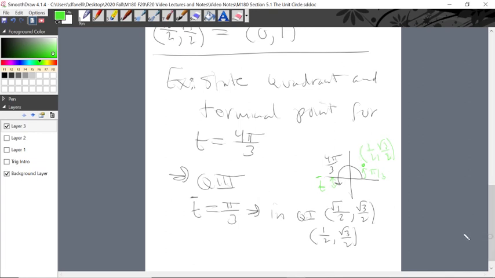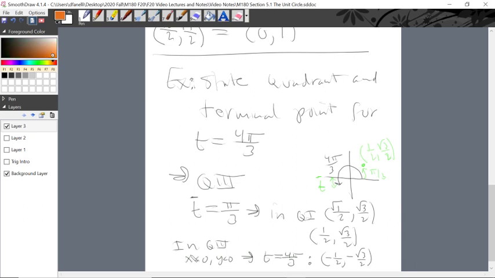Now, note that in quadrant 3, x is negative and y is negative. Okay? Then t is equal to 4 pi over 3 is associated with the point with coordinates negative 1/2, negative root 3 over 2.